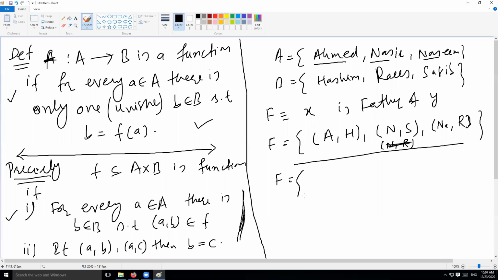How about if I write F as Ahmed and Hashim, and Ahmed and Rais, and Nasir and Saqib, so on and so forth. Is this relationship a function? No, sir. By definition, this is not really a function actually. Why is this not a function?